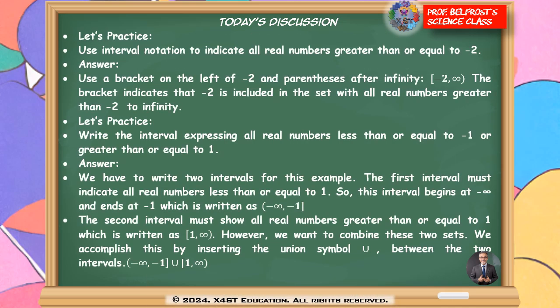Now let's practice. Use interval notation to indicate all real numbers greater than or equal to minus 2. And write the interval expressing all real numbers less than or equal to minus 1 or greater than or equal to 1 as the solution. I want you to investigate by yourself how we express it. So if we want to express OR, we use union notation, but if we want to express AND, we use intersection notation.